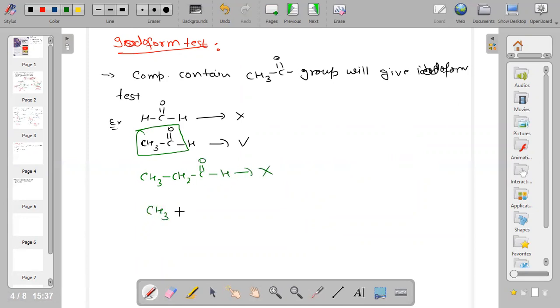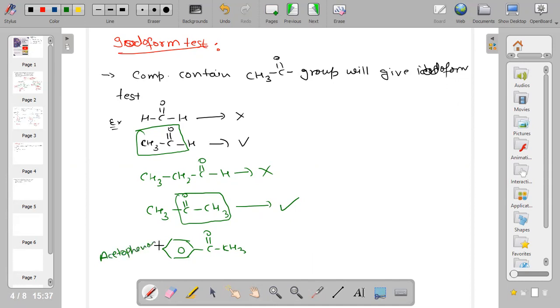If I'm writing CH3COCH3, yes, it will give an iodoform test, because on one side the CH3C=O group is present. If I'm writing benzene C=O CH3, what is the name of the compound? Acetophenone. Please remember, acetophenone. It will give an iodoform test because it contains a CH3C=O. So whenever you get the CH3C=O group, it will give the iodoform test. Clear? You can't just say aldehyde or ketone.